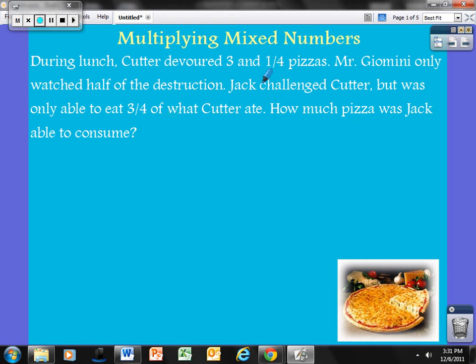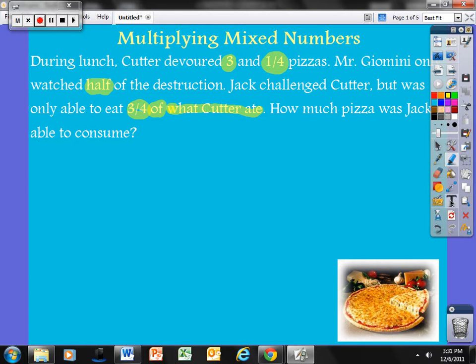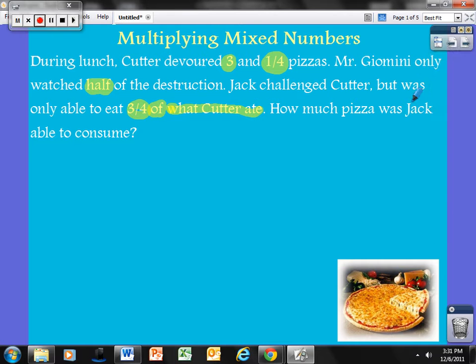So we're comparing Jack and Cutter. Now, Cutter ate 3 1/4 pizzas. Quite a big appetite on that boy. Mr. Jimmy watched half of the destruction. There's another fraction, half. Jack challenged Cutter but was only able to eat 3/4 of what Cutter ate. So 3/4 of what Cutter ate. I want to figure out how much Jack was able to eat. Able to consume. Consume is just a nice word for eat.